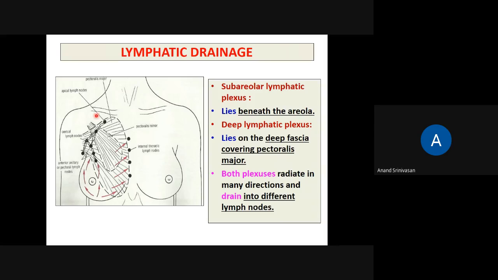Now, I was discussing only the axillary group of lymph nodes. Are there any other groups of lymph nodes? Yes, there are other groups which the breast tissue can drain into. It can drain into the chain of lymph nodes present immediately behind the sternum. That's called the internal thoracic lymph nodes.